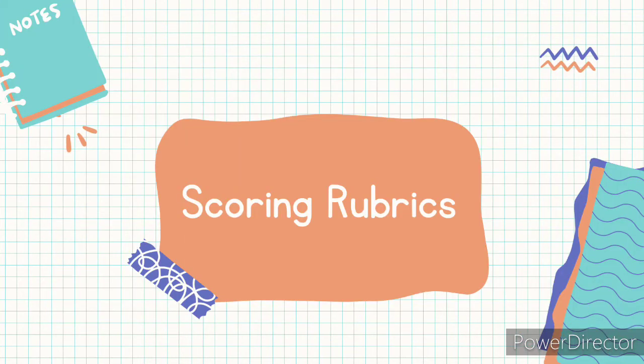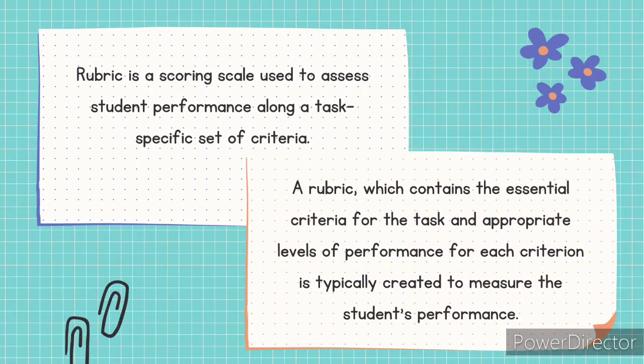Moving on, let's now have the scoring rubrics for process-oriented performance-based assessment. A rubric is a scoring scale used to assess student performance along a task-specific set of criteria. Authentic assessments are typically criterion-referenced measures, that is, a student's aptitude on a task is determined by matching the student's performance against a set of criteria to determine the degree to which the student's performance meets the criteria for the task.